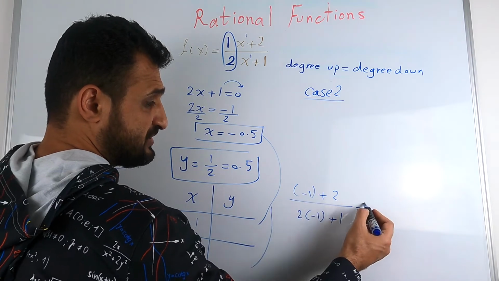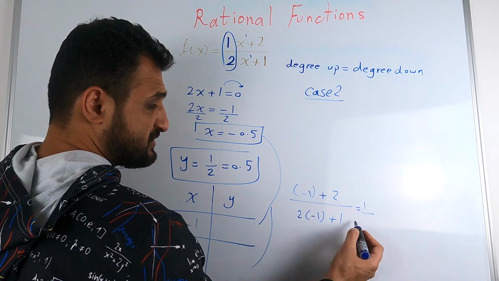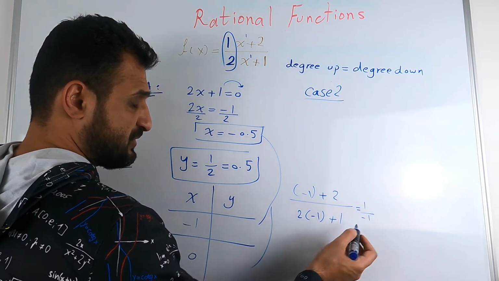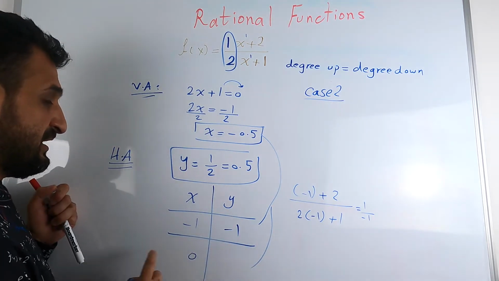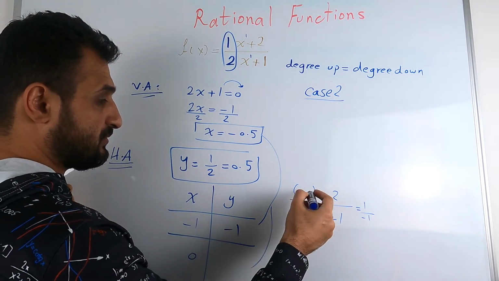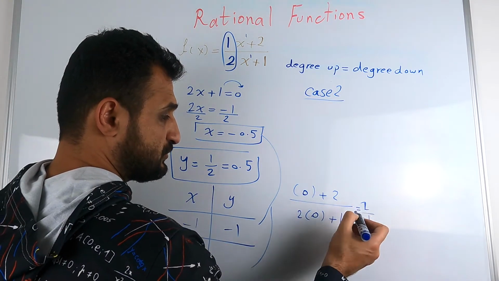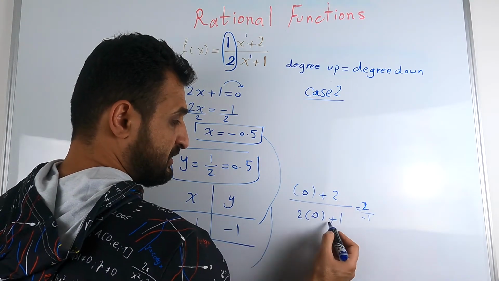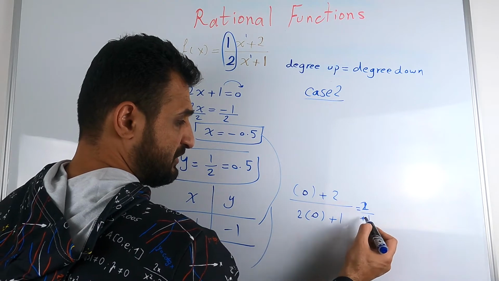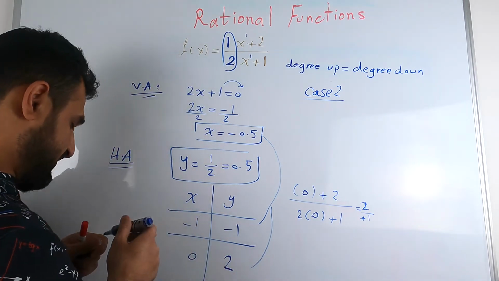Negative 1 plus 2 is 1. Negative 2 plus 1, negative 1. So 1 divided by negative 1 is negative 1. Now 0. 0 plus 2, 2. 0 plus 1, 1. 2 divided by 1 is 2. So I have two helping points.